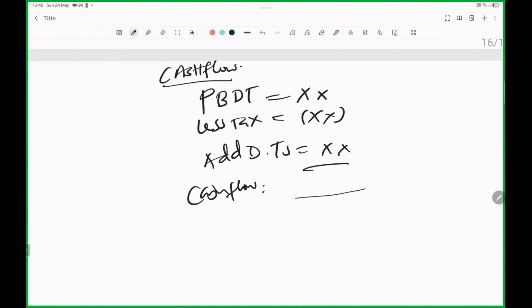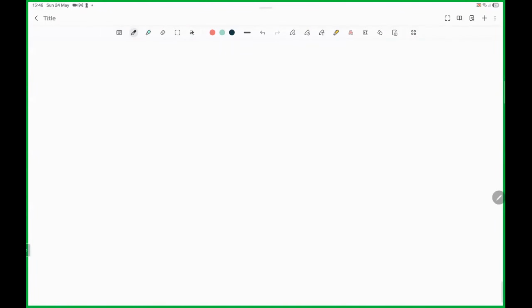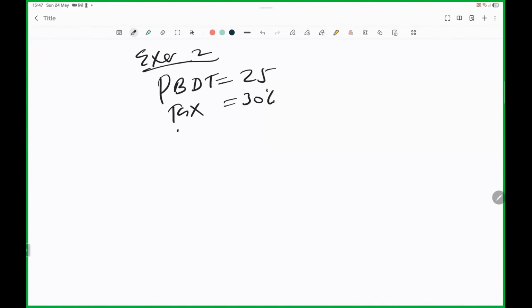Now, ladies and gentlemen, I would want to try you. Please allow Mwalimu to try all of us. Exercise number 2. Very important. Here, you're given PBDT is 25. You are given rate of tax as 30%. Depreciation, you are given 10. You are needed to give us cash flow.